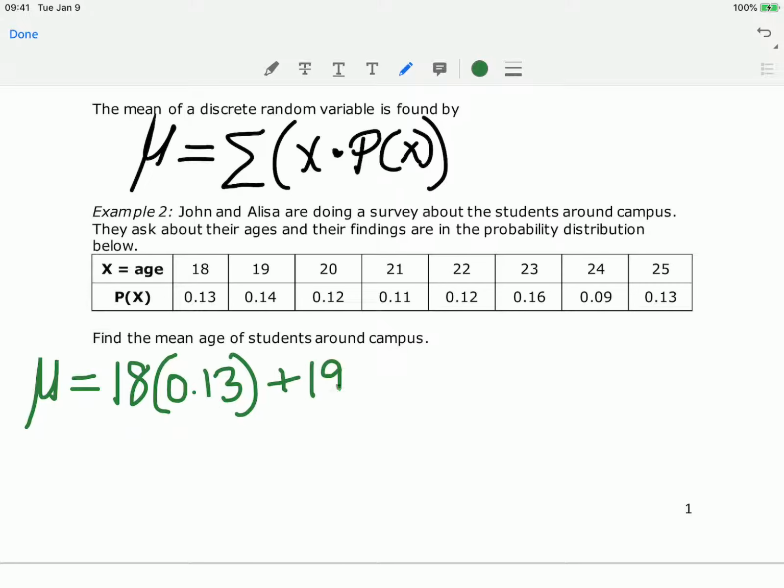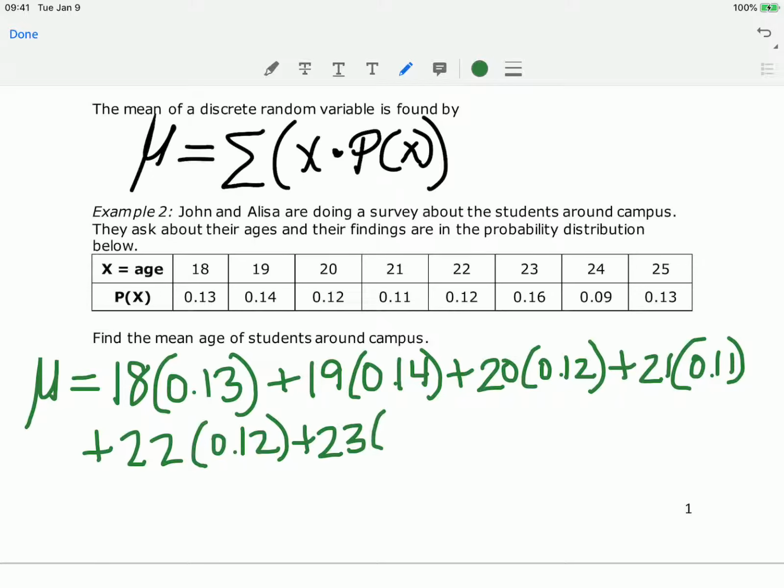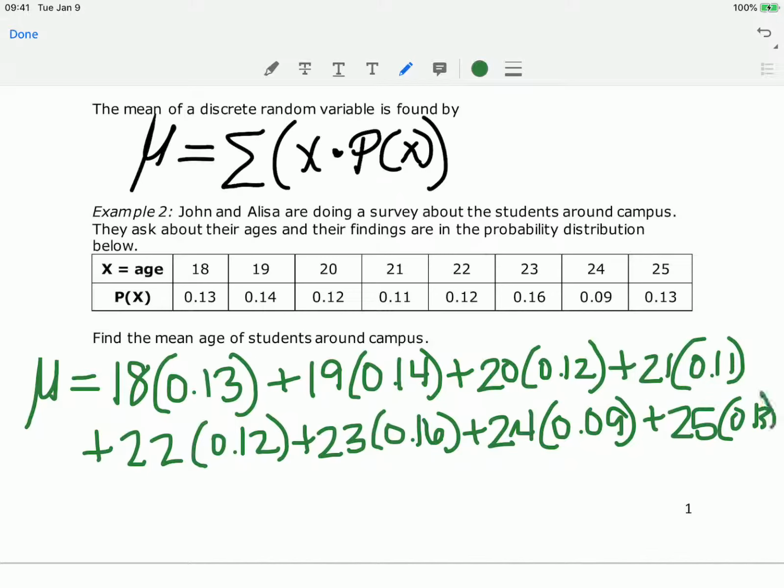So plus 19 times 0.14 plus 20 times 0.12 plus 21 times 0.11 plus 22 times 0.12 plus 23 times 0.16 plus 24 times 0.09 and plus 25 times 0.13. Kind of ran out of room there.